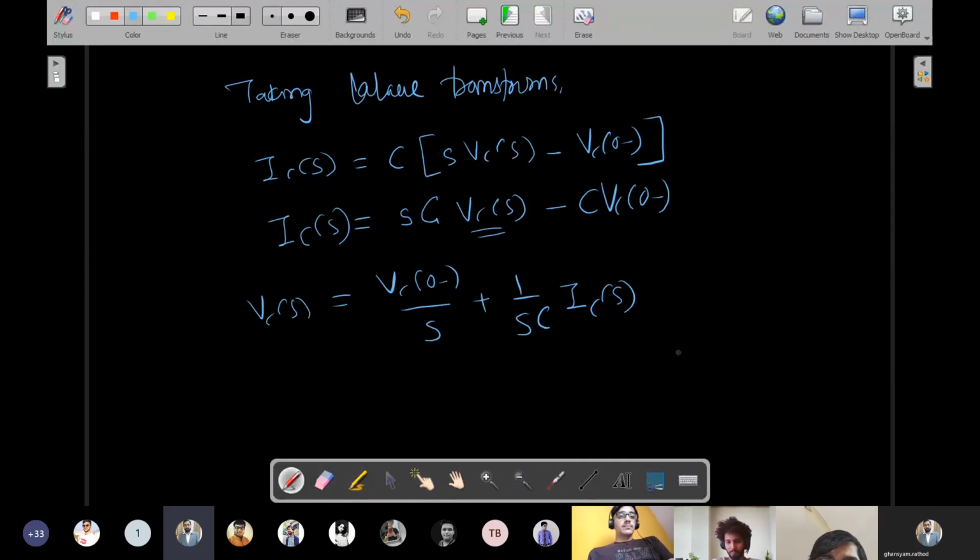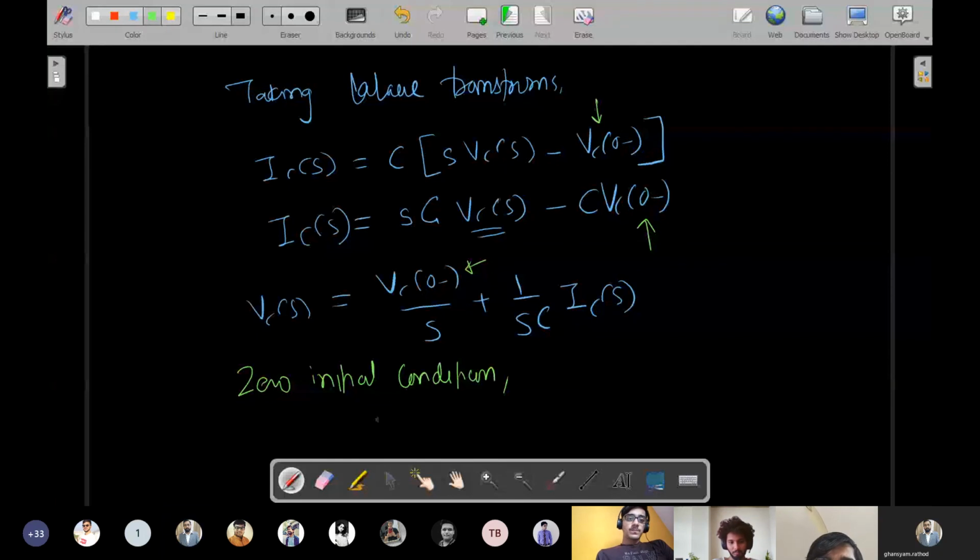Okay, with this, now what we will do, we are going to consider zero initial condition. So when you use zero initial condition, means at that time no charge is stored in the capacitor. So stored charge is nothing but this one, and when you take this parameter 0, you can write the equation Vc of s equal to 1 upon C Ic of s.